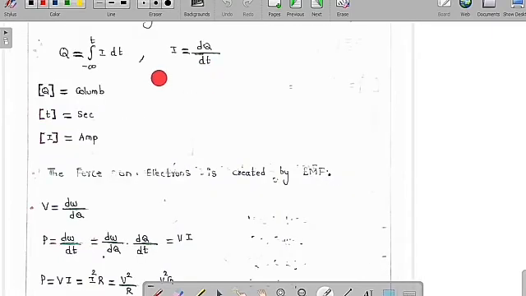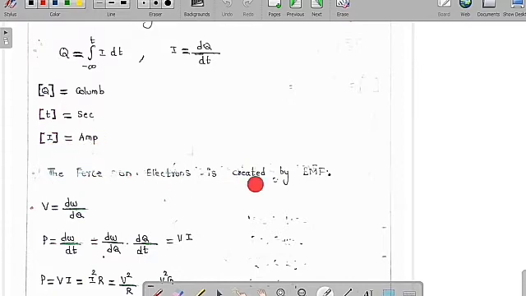The relation between the current and the charge is I is equal to dq by dt. So if you take the integration on both sides, we are going to get charge is equal to integration from minus infinity to t of I dt, where the unit of the charge is coulomb, the unit of the time is second, and the unit of the current is ampere.